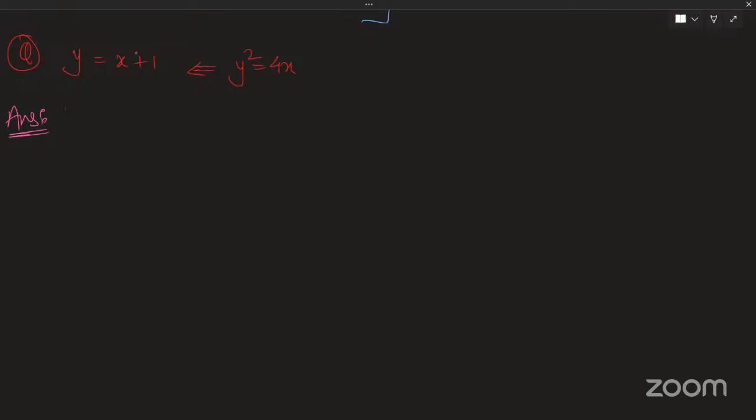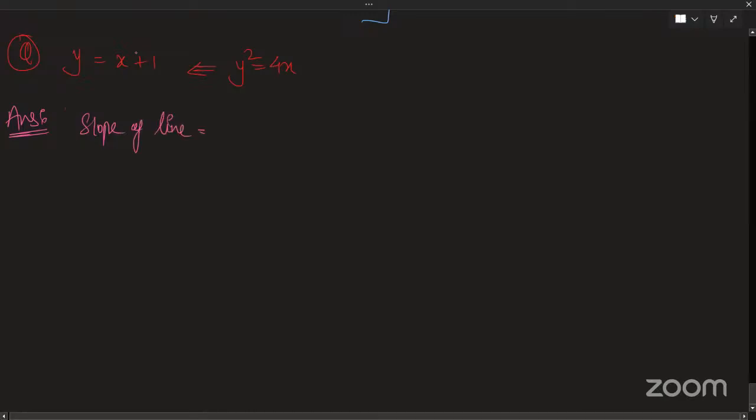Can you tell me what is the slope of the line y is equal to x plus 1? Slope of line is 1. Y is equal to mx plus c, so slope is 1. Great. So I found out the slope of the tangent, because the line is a tangent to this curve. So if I find a point on this curve at which the slope of the tangent is 1, obviously it will be that point.